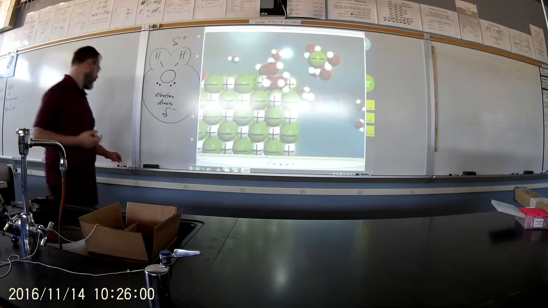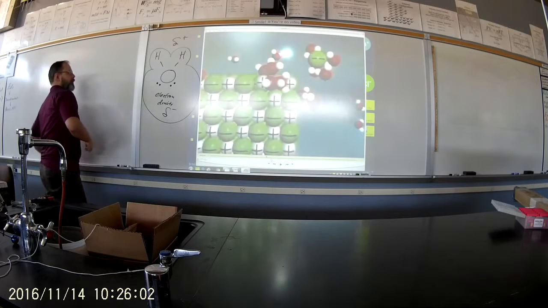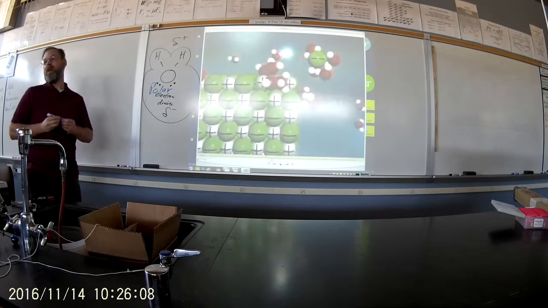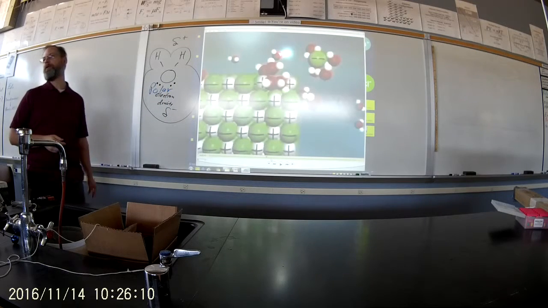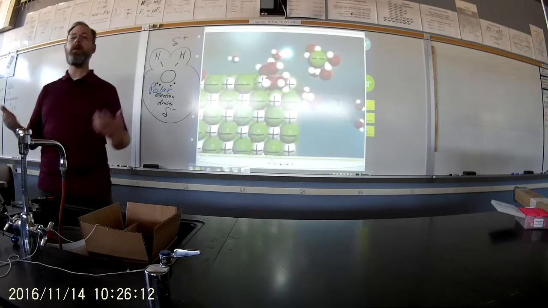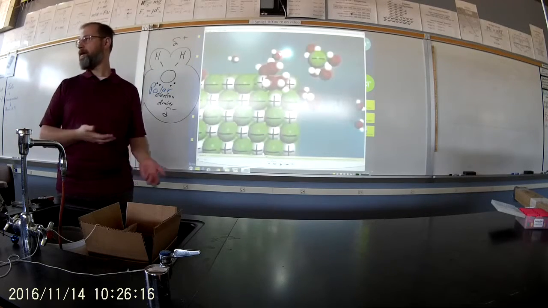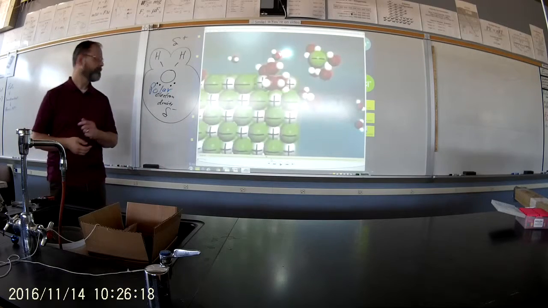Polar. Exactly. We call this polar. This is a polar molecule. And this concept is probably 1/3 to 1/2 of everything in this unit: the idea that some molecules are polar and can dissolve ions. Take a look.